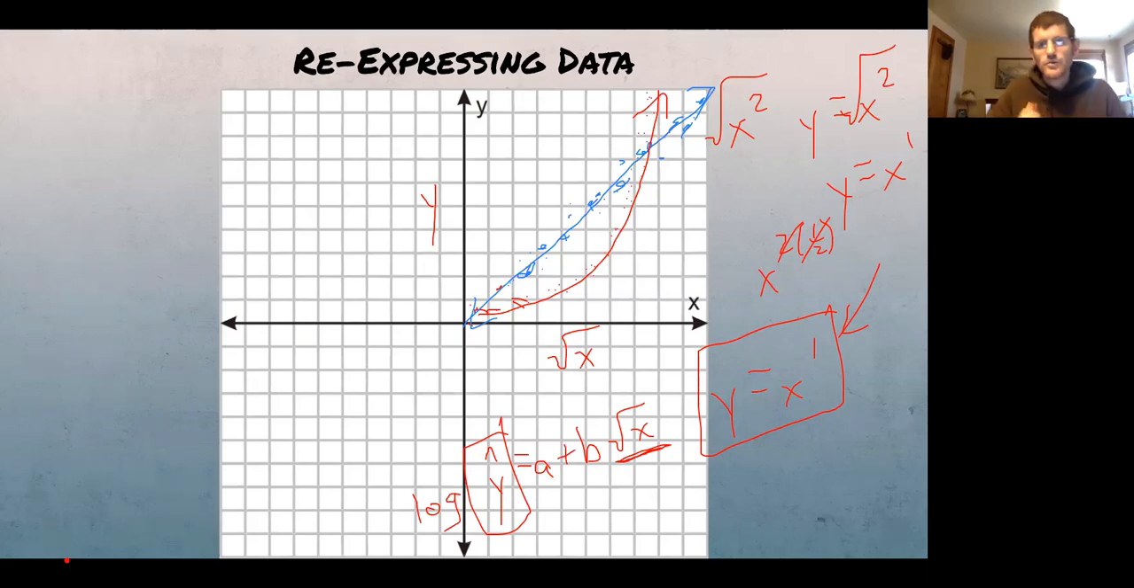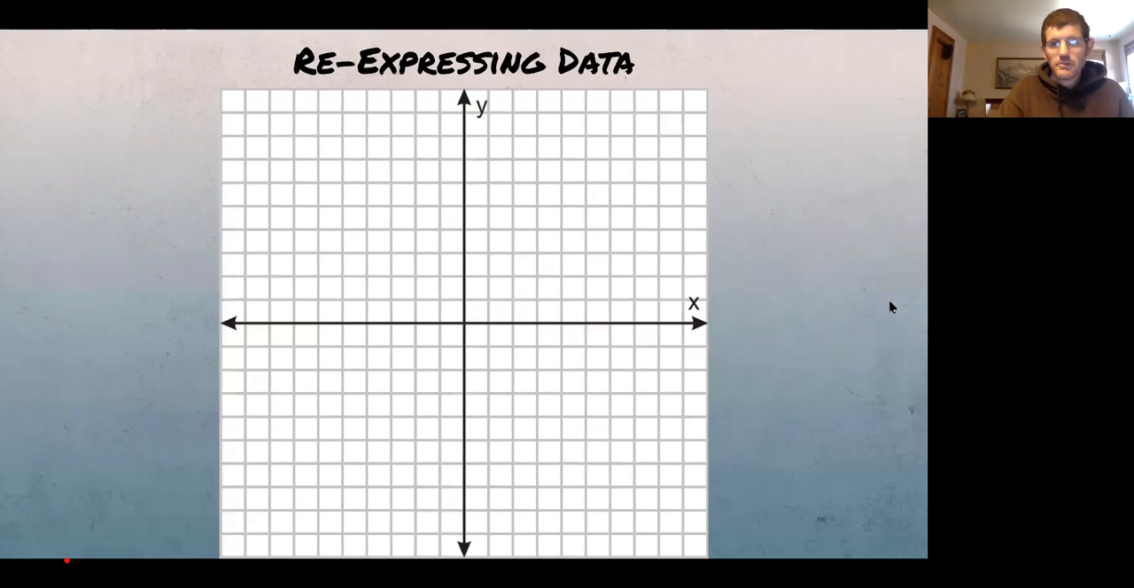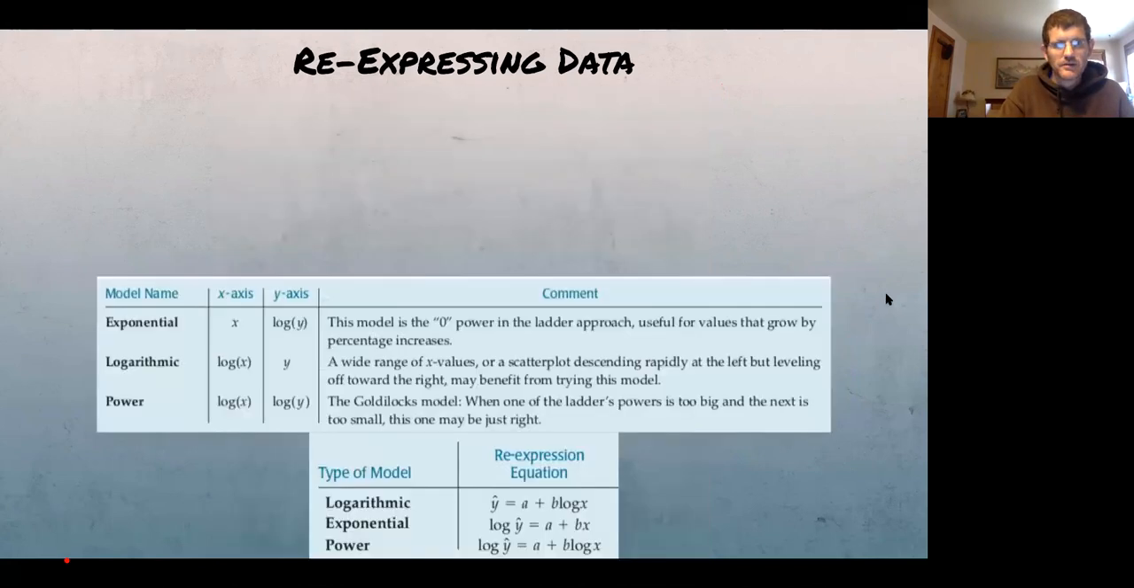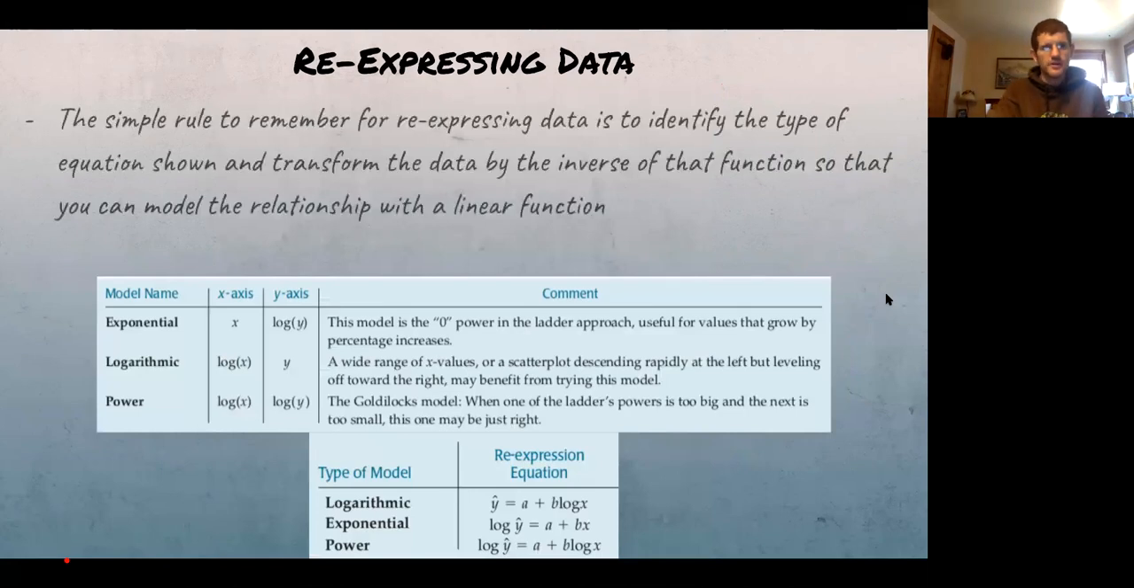All right, so you do not have to actually do this. You can do it in the calculator. Last year when I did this, we did actually go through the full process of it. But I'm just giving you what's essential, because here's what AP will expect of you. So let's run through a few things. The simple rule for re-expressing is to identify the type of equation that models the data, and transform it by the inverse of that.